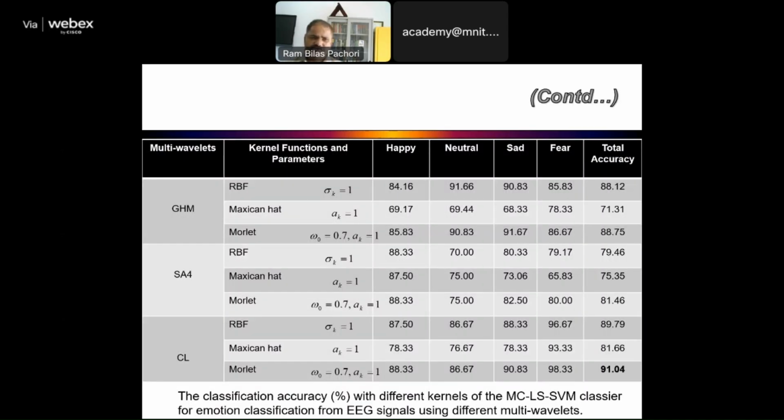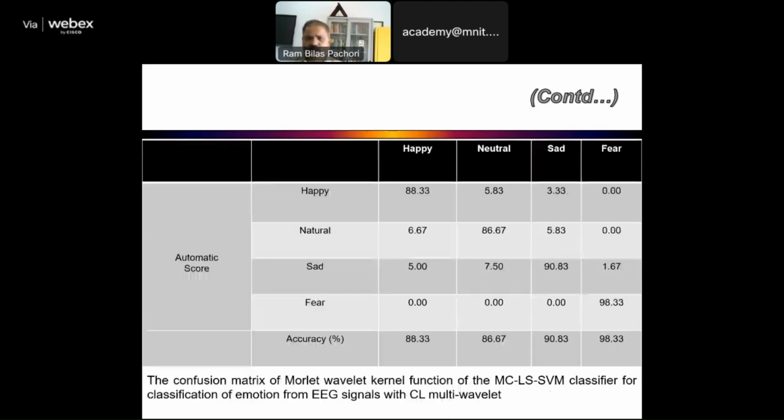Now we'll see the results. For the multi-wavelets GHM, SF4, and CL, the kernel functions and parameters were obtained based on trial and error. Happy, neutral, sad, and fear emotion results can be seen, along with total accuracy. If you see, the CL multi-wavelet with Morlet wavelet kernel function gives better performance. This is a confusion matrix for the classification problem.